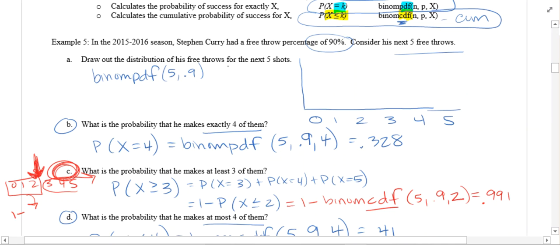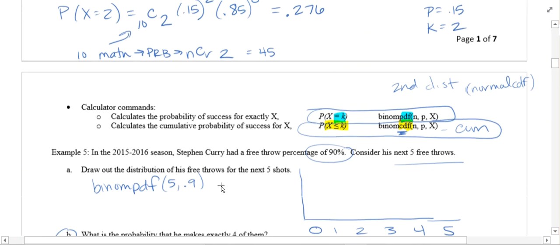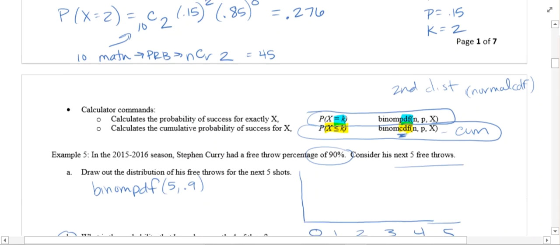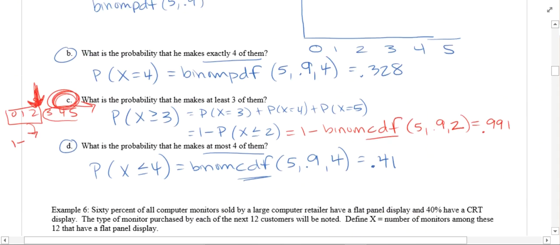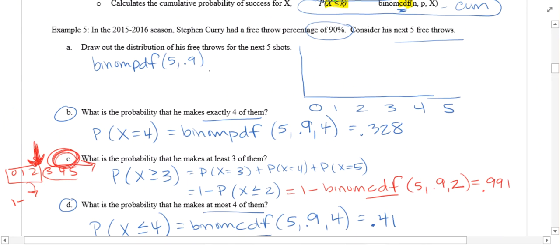5, 0.9. Sorry, I just needed an eraser. Okay, so 5, 0.9, and we want to insert 0, and then 1, and then 2, and then 3, and then 4, and then 5.